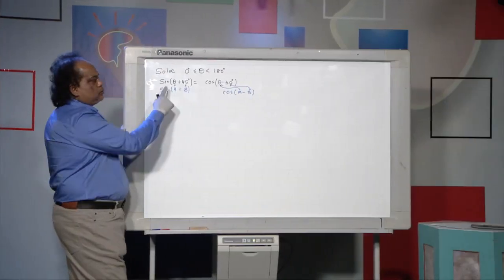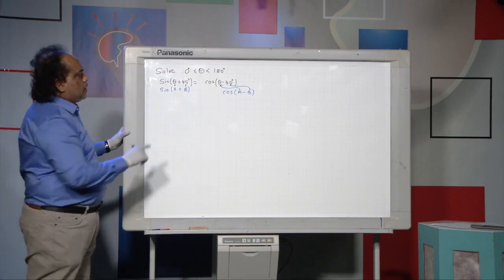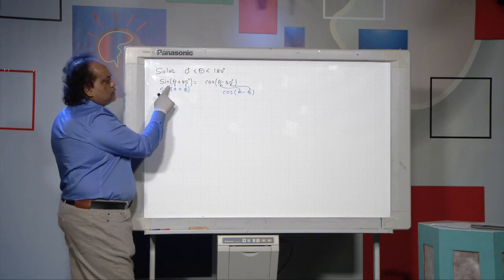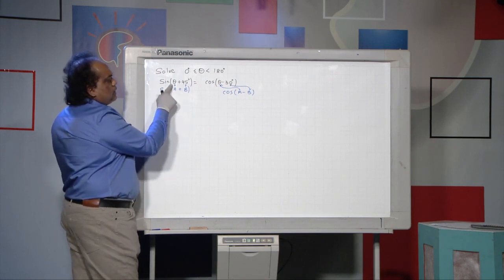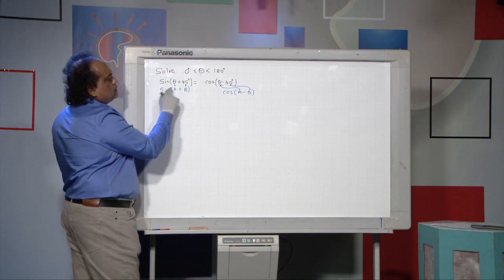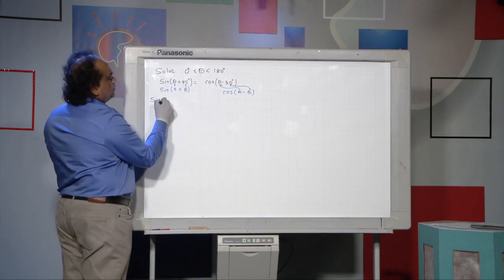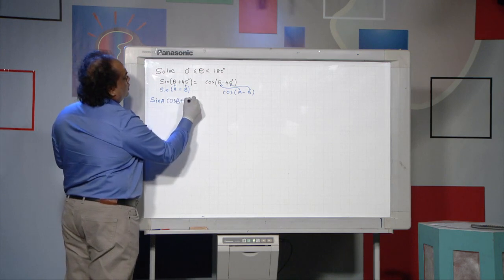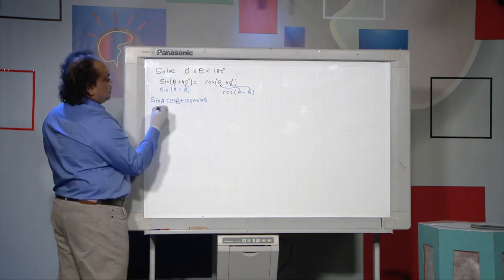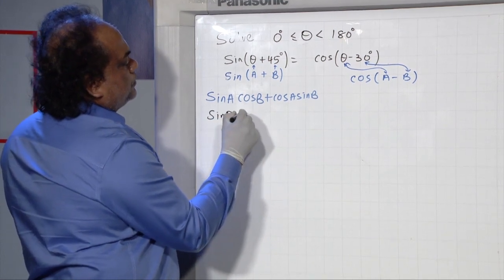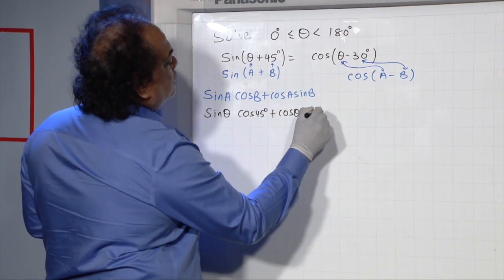So let's take this example. Solve sin theta plus 45 equal to cos theta minus 30. I'm going to look at my addition formula and see which one matches the one given in question. I found that sin A plus B matches exactly what is given in the question, sin theta plus 45. And I remember, what does this become? This becomes sin A cos B plus cos A sin B. So, if we simplify that, this becomes sin theta cos 45 plus cos theta sin 45.